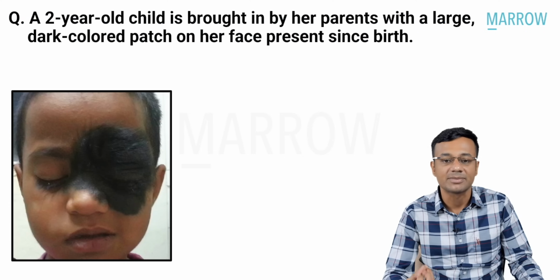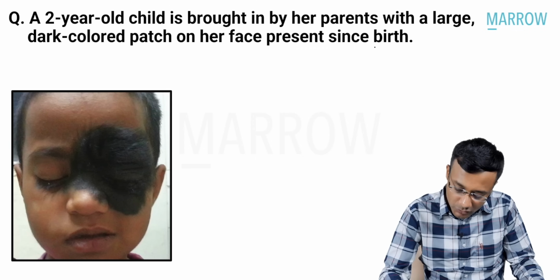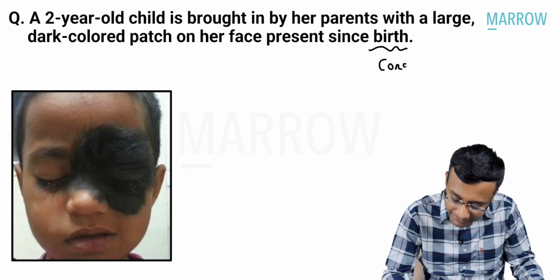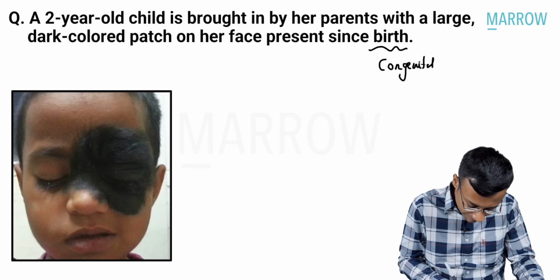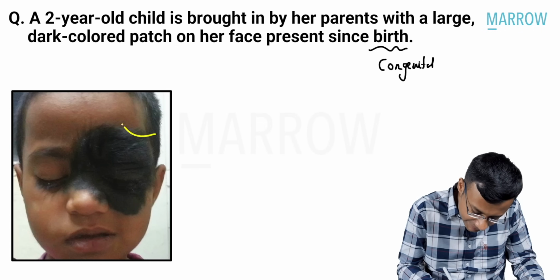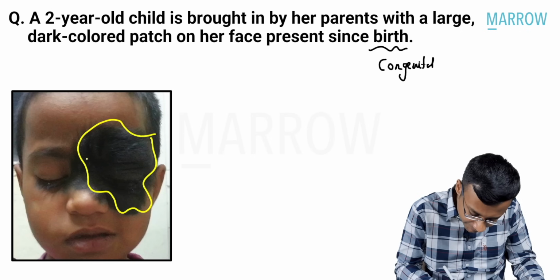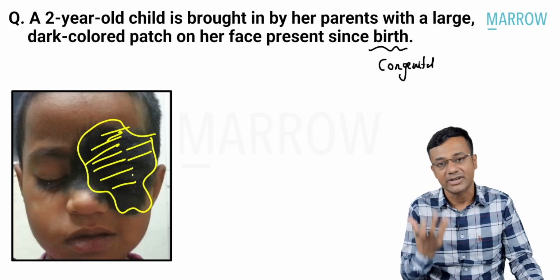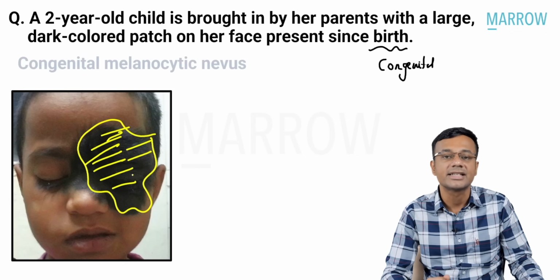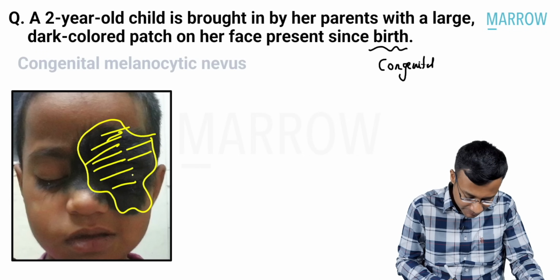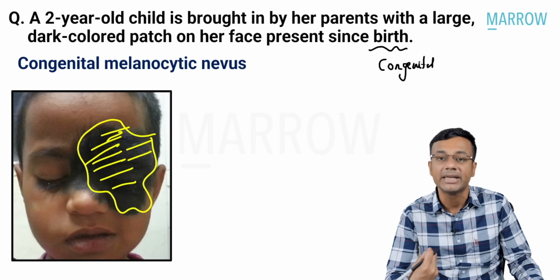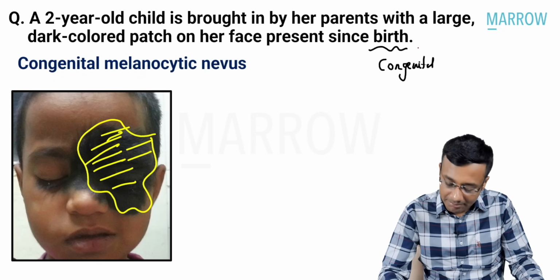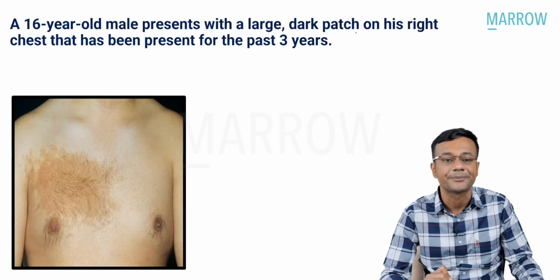A 2-year-old child is brought in by her parents with large dark color patch on the face since birth. So when it says since birth, it has to be congenital. And we look at this lesion here, which is well demarcated, hyperpigmented. It's hypertrichotic as well. So you can see there are multiple hair strands on the surface of the lesion. This condition is called congenital melanocytic nevus. This basically happens because of benign proliferation of the melanocytes, but this is happening since birth.